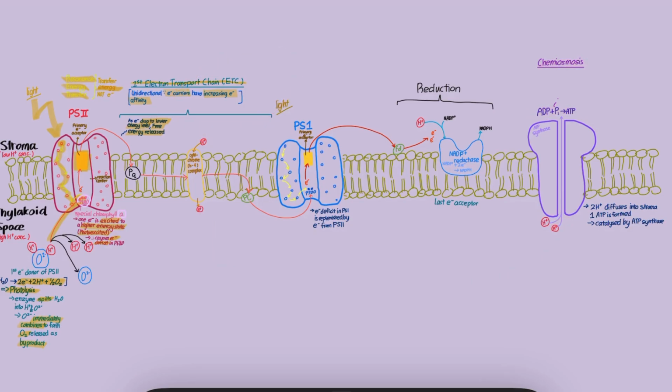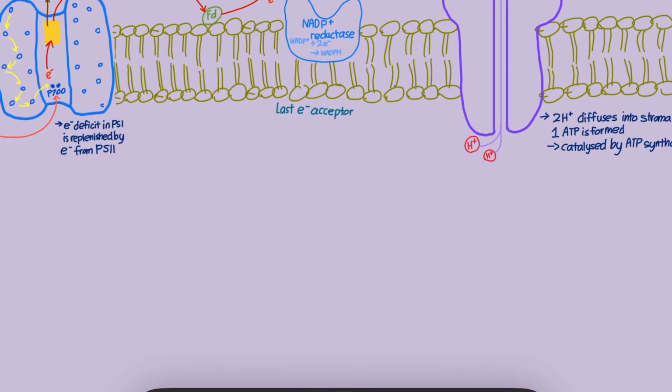The proton gradient is generated through 2 steps, one being the photolysis of water, which releases 2 hydrogen ions. Second, the cytochrome Bf complex pumps the H+ against the H+ concentration gradient.